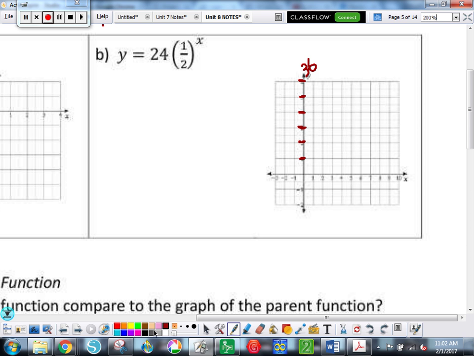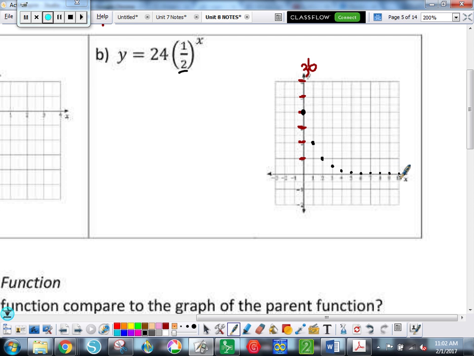So my first point is going to be what? 24. So 1, 2, 3, 4 right here. And then to get to my next one, what do I do? I halve it. Good. So now when I go over 1, it's going to be here. And then to get my next point, so I'm at 12, and then 6, and then 3, and at that point, you just kind of try to get it closer and closer to 0.